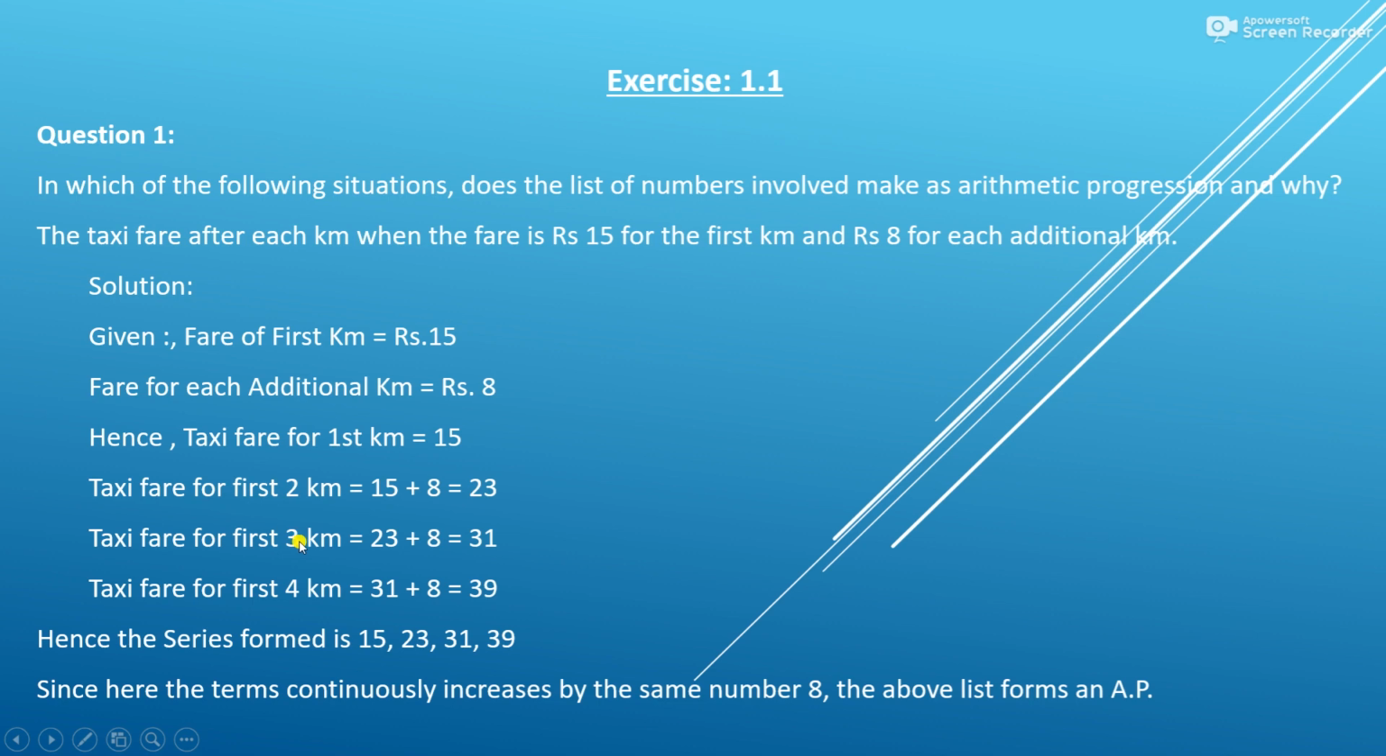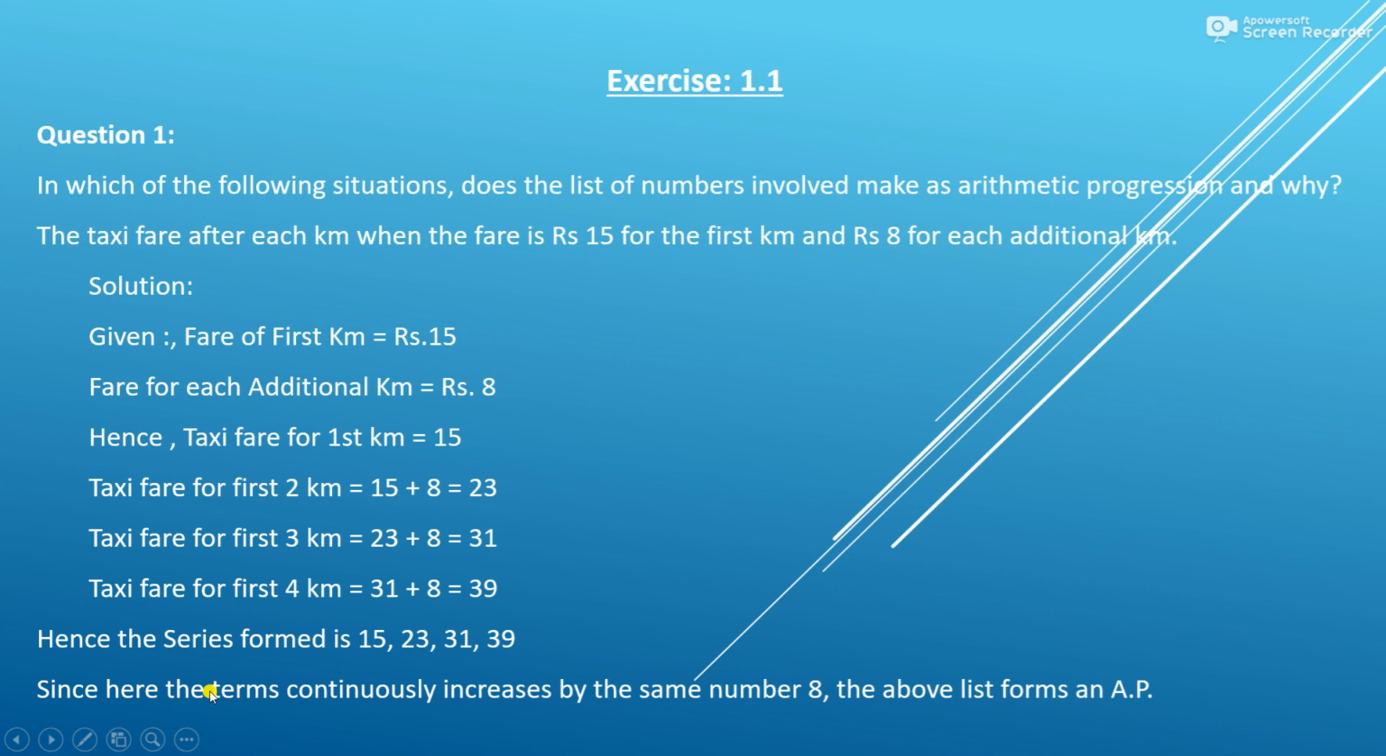For the third kilometer, it is the second term plus the common difference D, that is 23 plus 8, which is equal to 31. For the fourth kilometer it is 31 plus 8, that is equal to 39. So the series formed is: for the first kilometer, rupees 15, the first term is 15; second kilometer 15 plus 8, that is 23; third is 23 plus 8, that is 31; fourth is 31 plus 8, that is 39, and this can be continued.